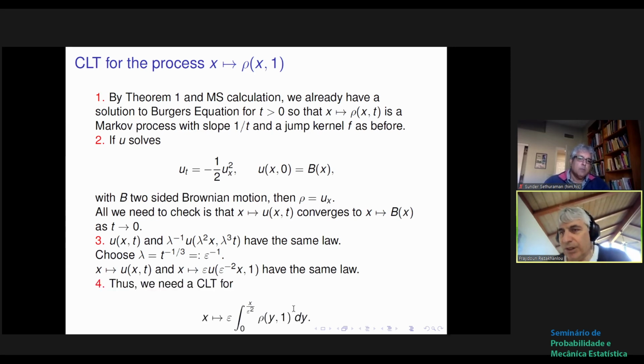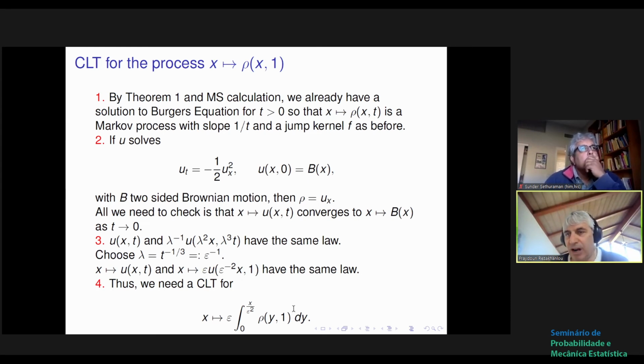But u is the derivative of rho. So basically, it says that if you look at the solution to the Burgers equation at time 1, which is a Markov process, it is well defined. I'm staying away from white noise business. And I know by theorem 1, all these solutions are meaningful because theorem 1 treats piecewise linear Markov processes.